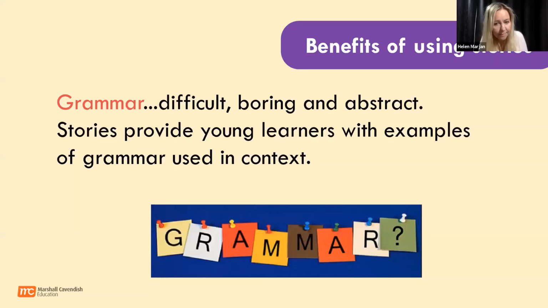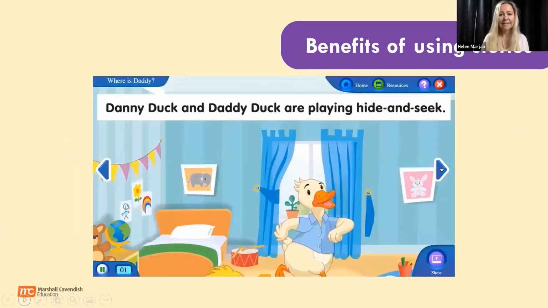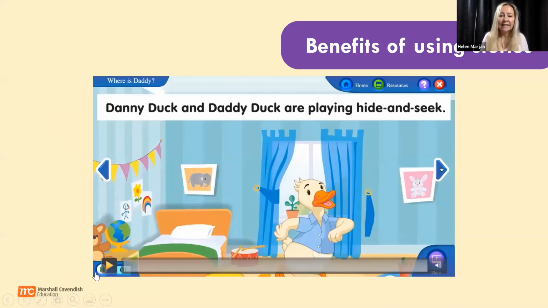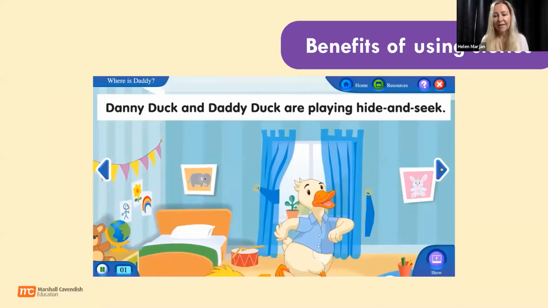Wenlin, next slide, please. So we see here just one page taken out of one of the 75 books. Danny Duck and Daddy Duck are playing hide and seek. So we can see immediately we have an example of the present continuous tense, and we have an example of subject-verb agreement. Danny Duck is playing, but Danny and Daddy are playing.